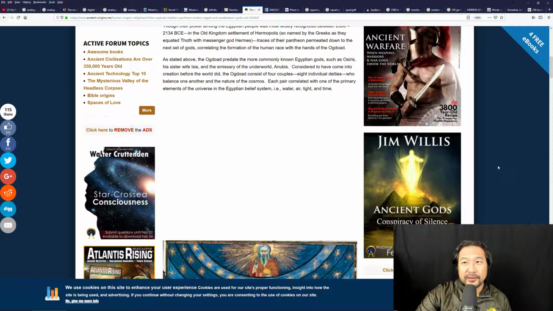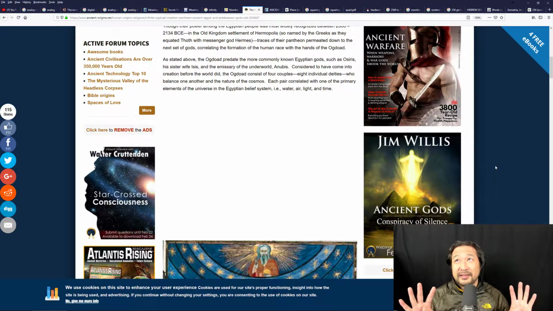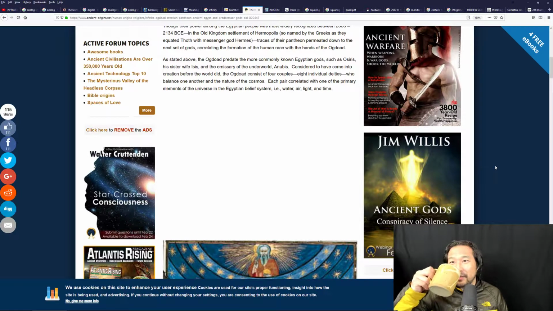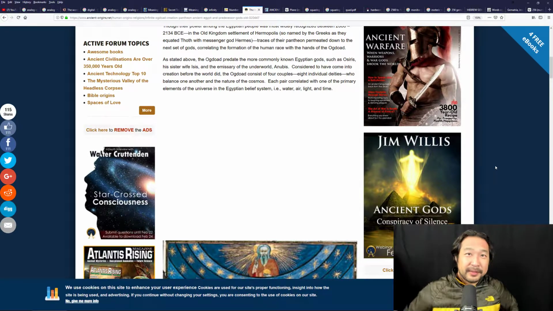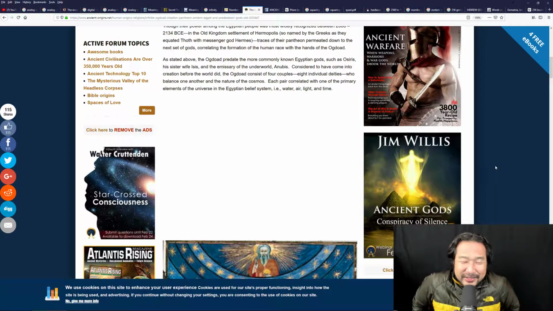Hands of the Ogdoad. Now, do you think they have 8 digits? 8 instead of 10? I mean, we see a lot of references to 4-fingered beings, right? It would have made sense. Maybe. Interesting when you think about it.